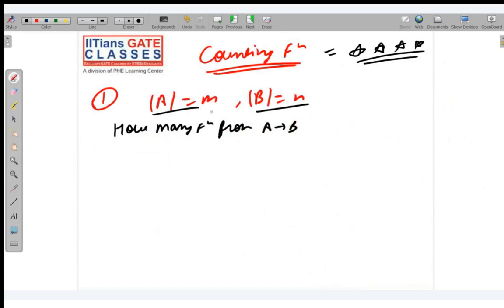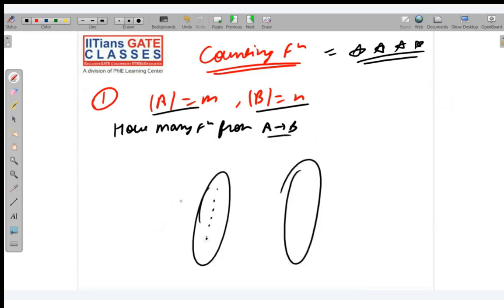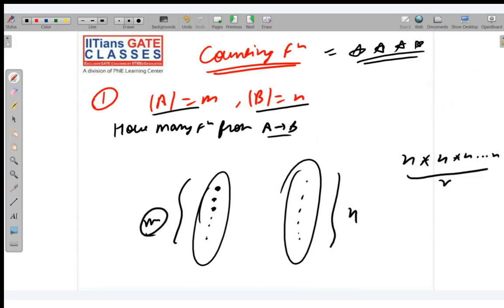For example, the number of elements in A is M, the number of elements in B is N. Then how many functions from A to B? See, this element has N possibilities. Now the second element has how many possibilities? N possibilities. The third element also has N possibilities. So how many times will we write this N? There are total M elements. So N power M is the answer. Any doubt? No, sir.